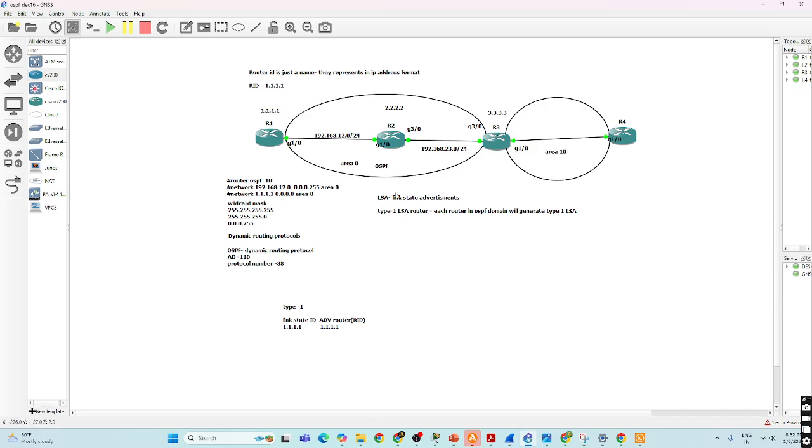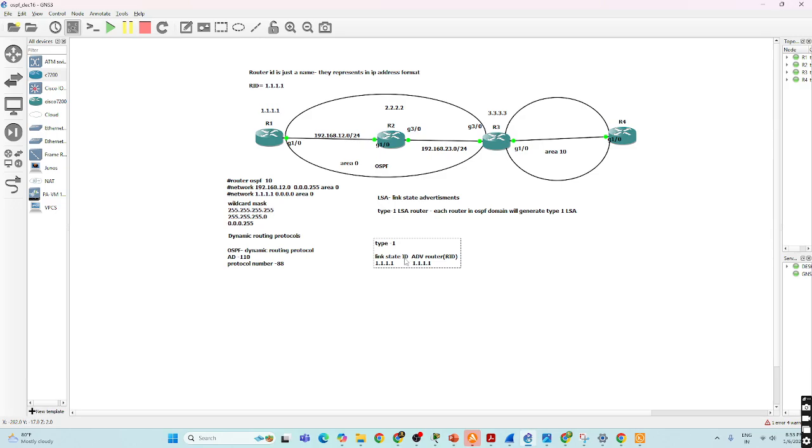So whatever the type 1 LSA is, this type 1 LSA will be within the area. The scope of type 1 LSA is within the area; it cannot travel to another area. So R1 will generate a type 1 LSA and give it to R2 and R3. Similarly, R2 will also generate a type 1 LSA. Each router will generate a type 1 LSA.